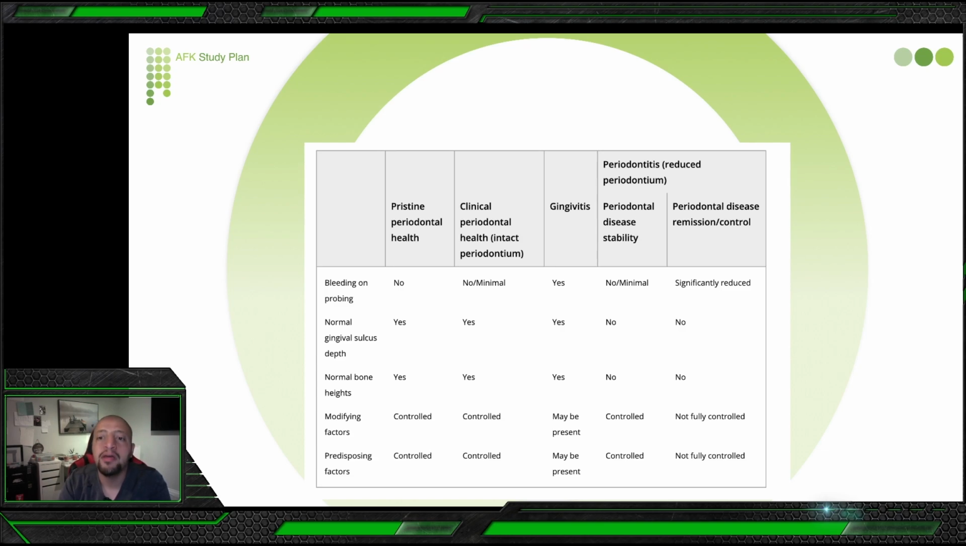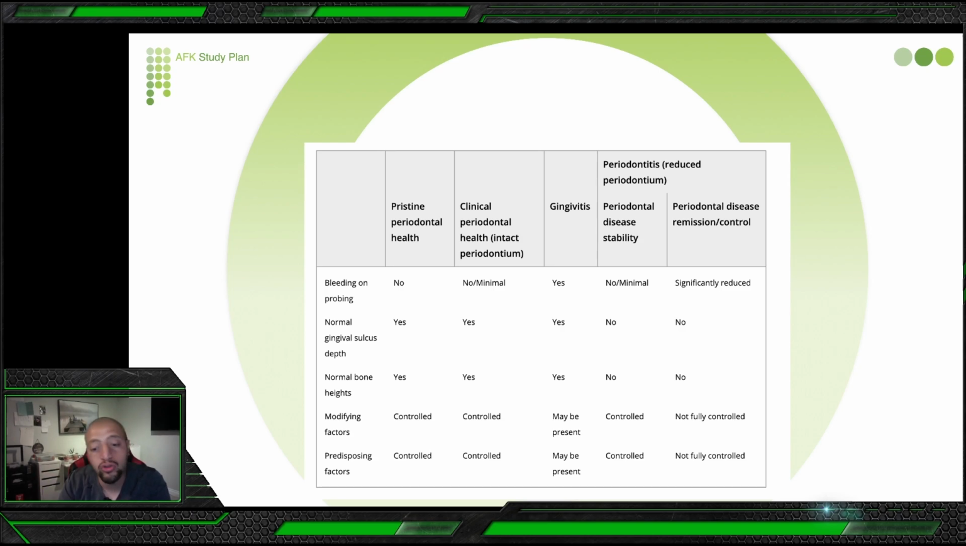Gingivitis will be the same. Periodontitis for sure will be more than 3. Normal bone height in the first 3 categories will be fine because there is no clinical attachment loss. In the last 2 categories with periodontitis, it will for sure not be controlled. The bone level will be much more reduced.